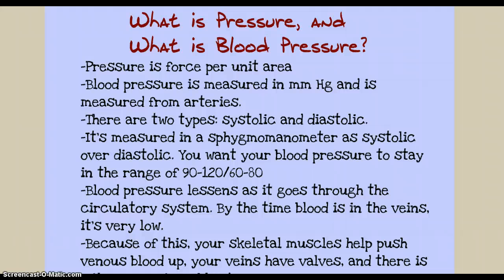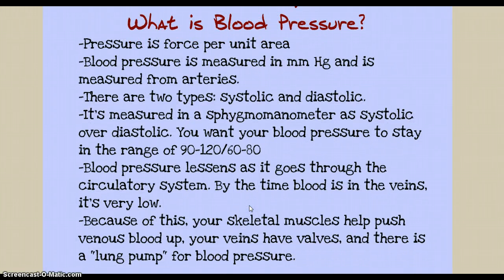And your blood pressure lessens as it goes through the circulatory system, because just like air, blood goes through something called a pressure gradient. It goes from areas of highest pressure to lowest pressure. And as it goes to lower pressure, the pressure of the blood itself gets lower as well. So by the time it's in the veins, blood pressure is very low, so it can't really pump itself up. So your veins have valves, and your skeletal muscle squeezes your veins a little bit so that the blood will go up. And there's also a lung pump, I guess, so to speak, for blood pressure as well.